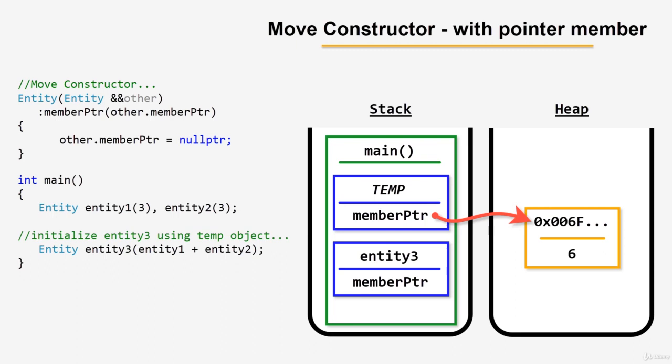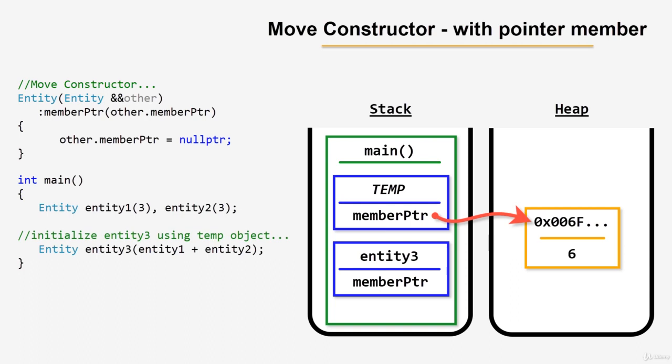Okay, so let's look at what we have on the stack and on the heap. We have that temporary object which is about to be destroyed, and just like your other entity objects, that will have some member pointer that points to some object on the heap. For this example, the dynamic variable on the heap is just an integer, okay, just to keep it simple. But just like with our previous examples, this could be an object, this could be an array of integers or floats, or even an array of objects.